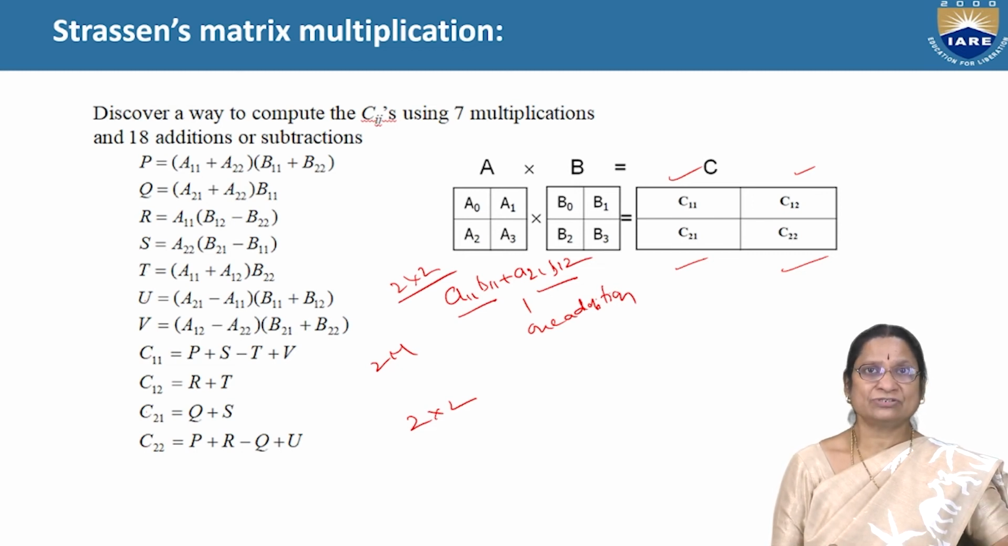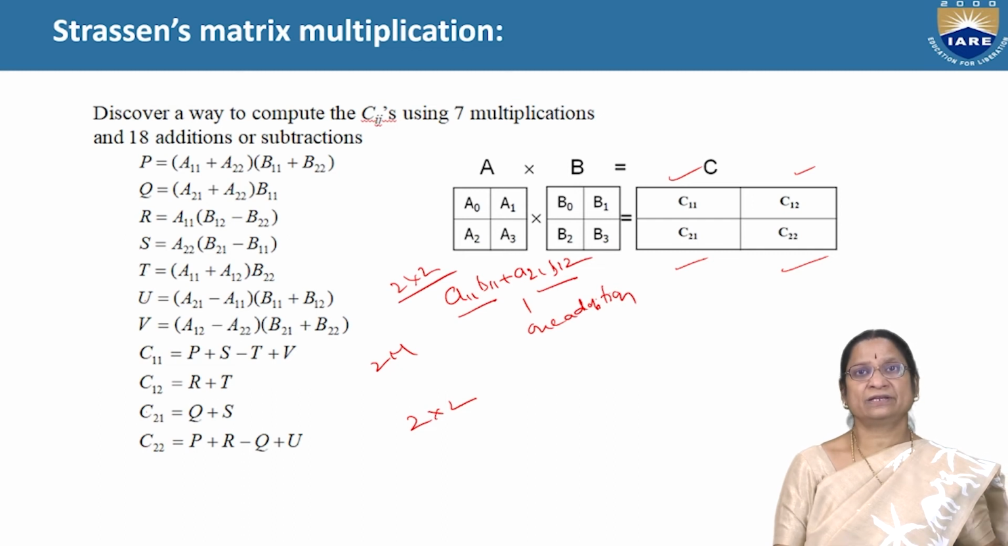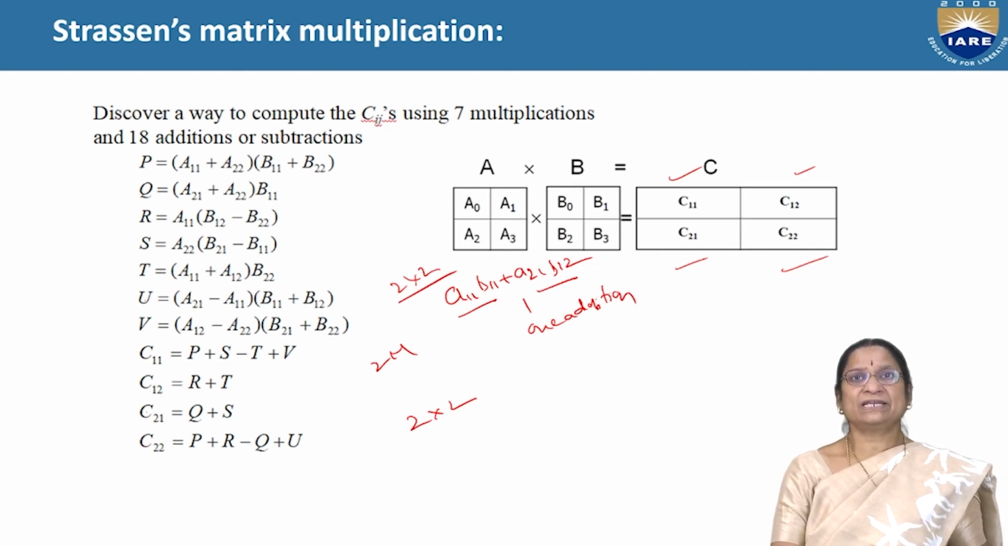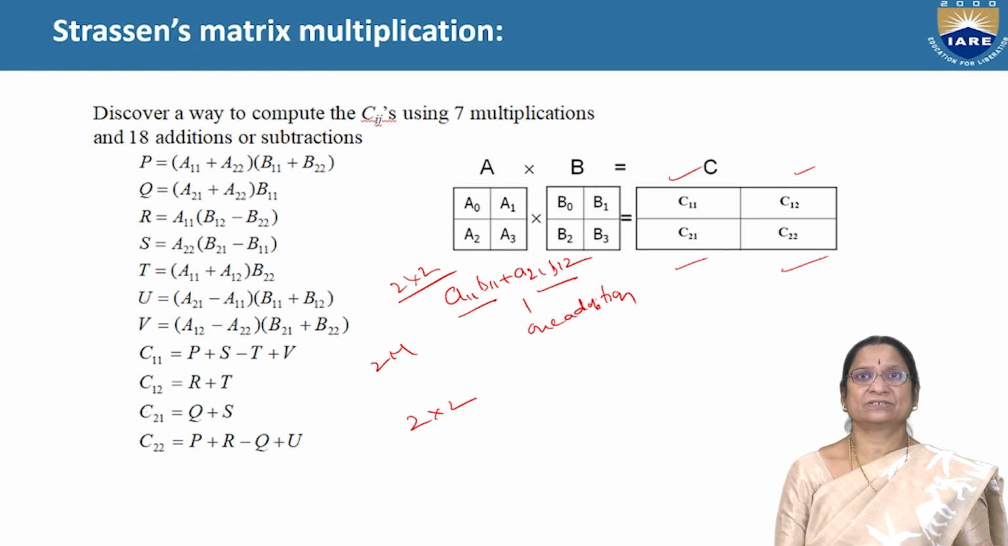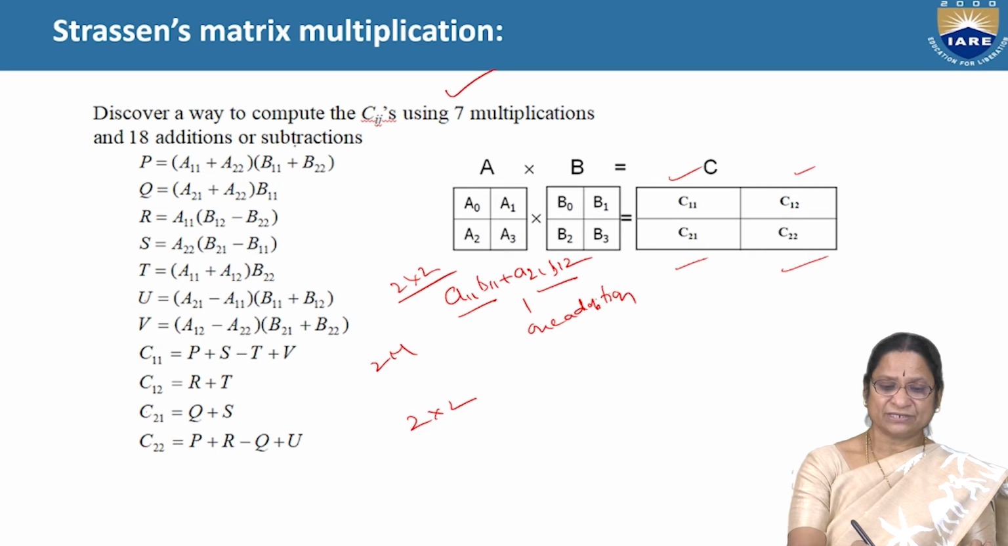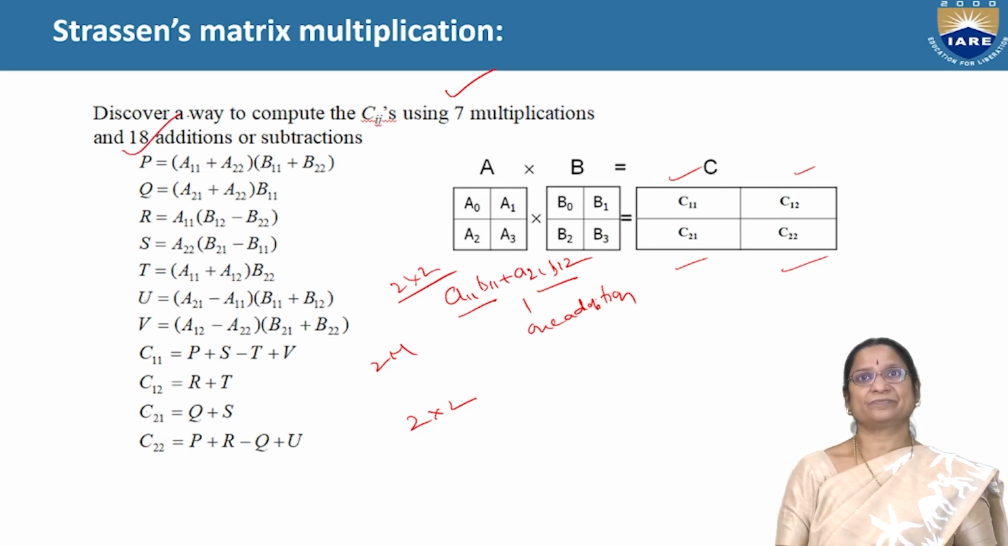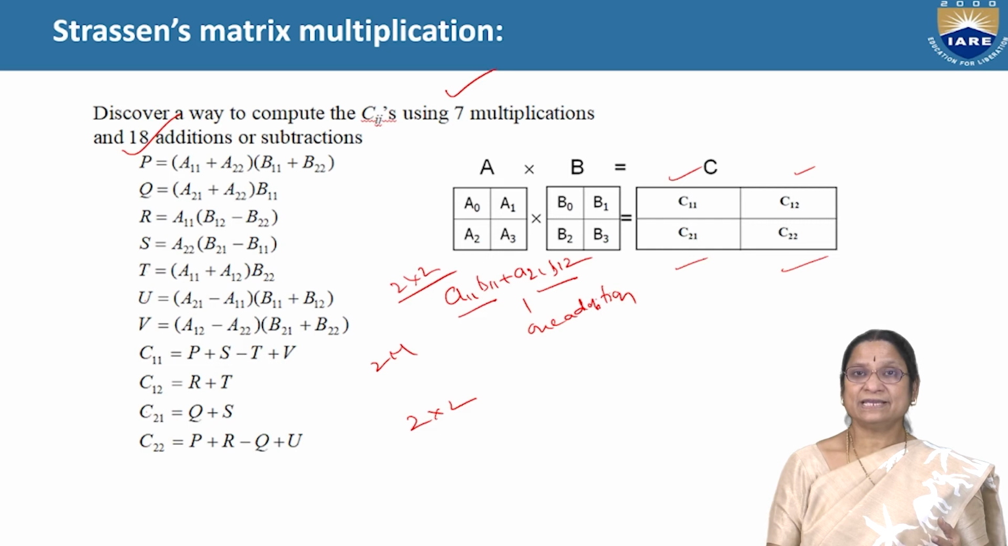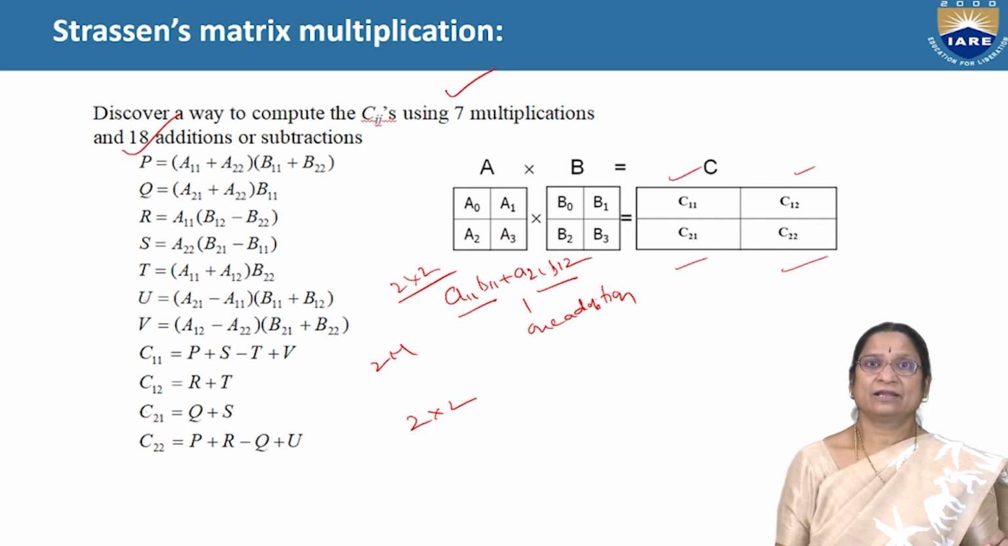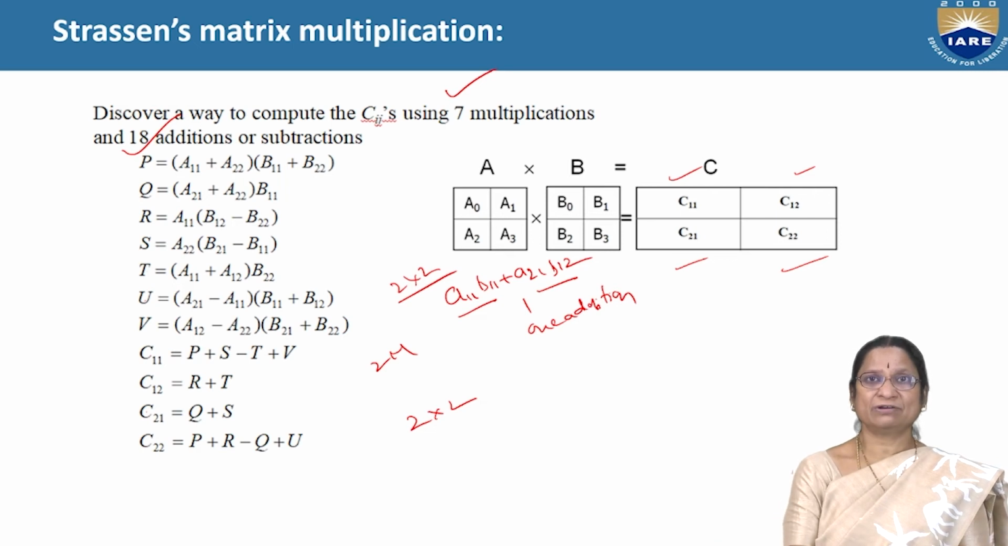Of course, subtraction is also one kind of addition only, addition of a negative number. So that's why it consists of some additions and some multiplications. This C_ij is computed by using 7 multiplications and 18 additions. Please observe, additions are increased. But even though these additions are increased, the time complexity is not going to increase because each addition takes order of n square only. So even 18 or 20, whatever it may be, it will have n square complexity only.